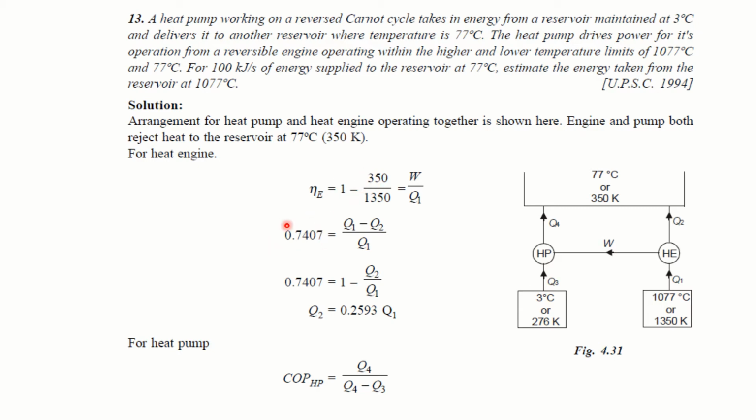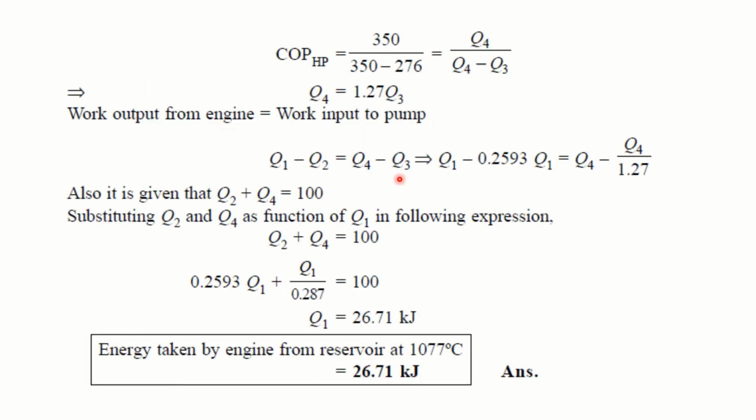So here it is. But W is nothing but Q1 minus Q2. Or I can write 1 minus Q2 by Q1. So I can get a relationship between Q2 and Q1. Okay, that is heat pump. So heat rejected is Q4, work done is Q4 minus Q3. Correct. Similarly, T4 minus T3 I can find out. I can get the relationship between Q4 and Q3.